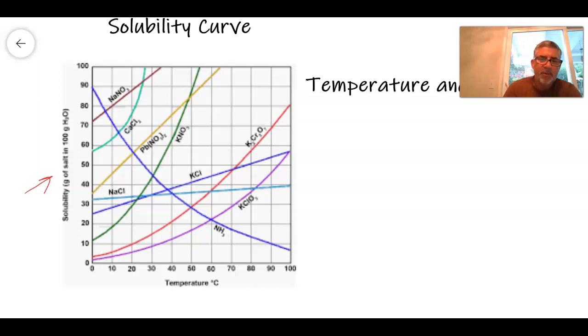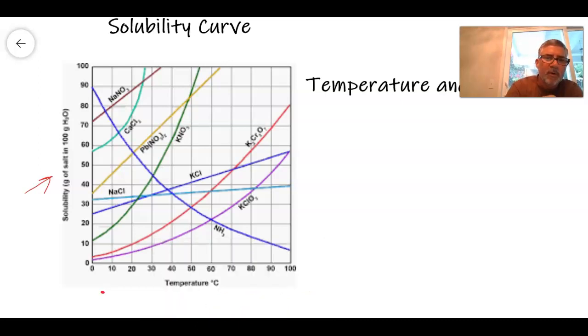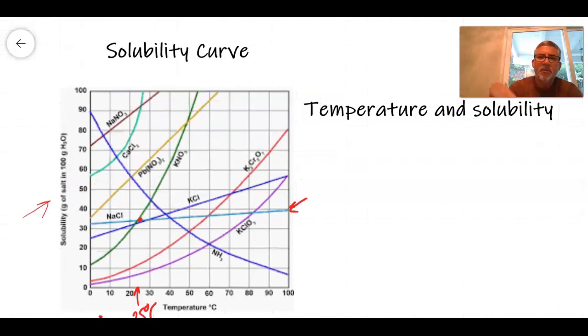So if we look at room temperature, and we look at sodium chloride here. Room temperature is about 25 degrees. So right there, in the middle, I can dissolve about 34 grams of salt, NaCl, at about 25 degrees. If I want to dissolve 40 grams of salt, then I'm going to have to come all the way up here to 100 degrees.